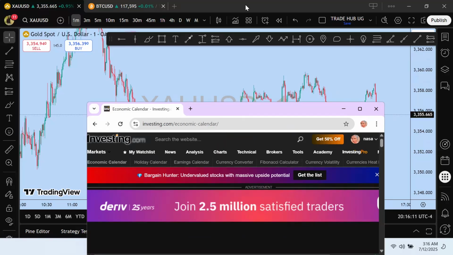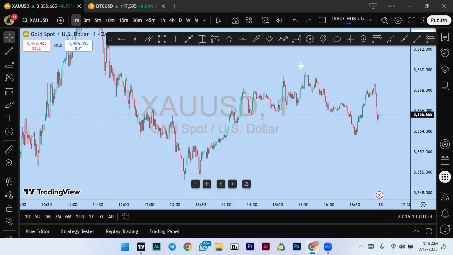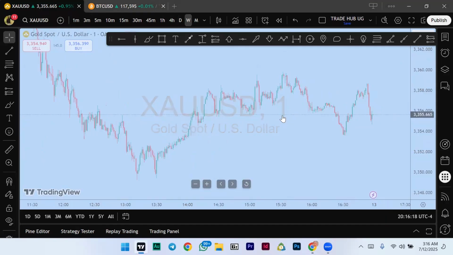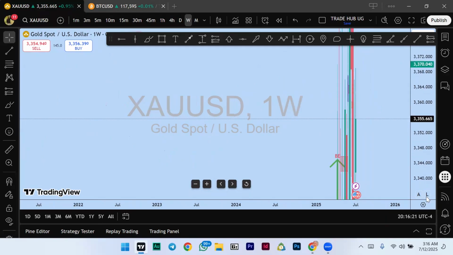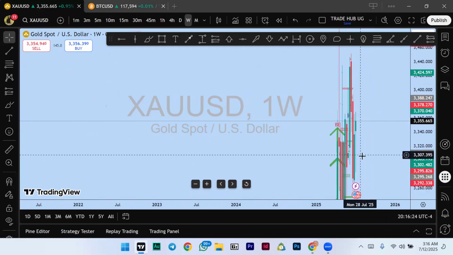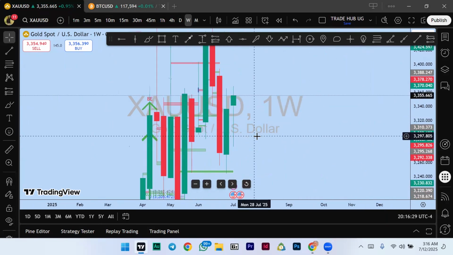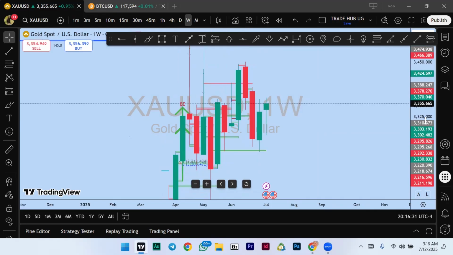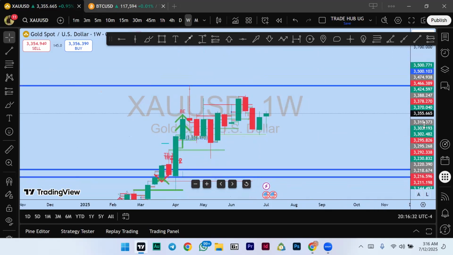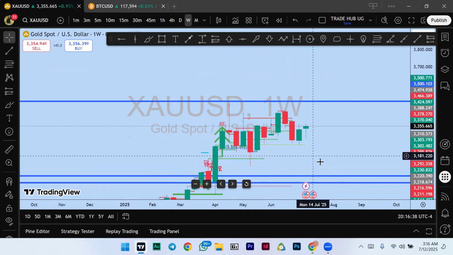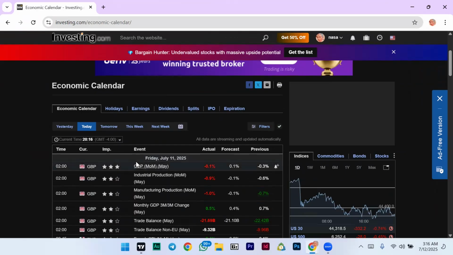My suggestion is, let's start with gold. You can see this is gold, and let me first switch to the weekly time frame, because before we forecast what might happen next week, we first have to look at our bias on the weekly time frame. As you can see, our bias is really bullish, but I just want to first look at our fundamentals before we proceed.